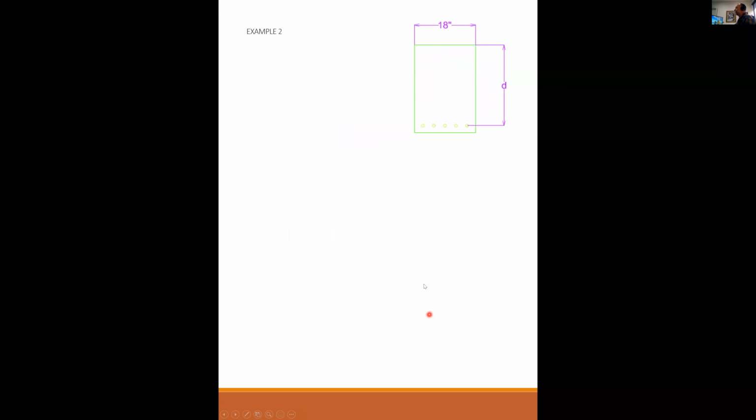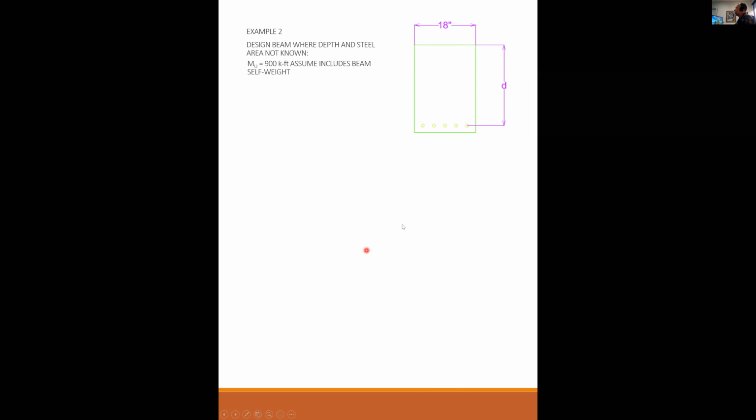Example number two. Example number two is a little different. This is design a beam where the depth and the steel area are not known. So I don't know how much steel I have. I don't even know how deep the beam is.